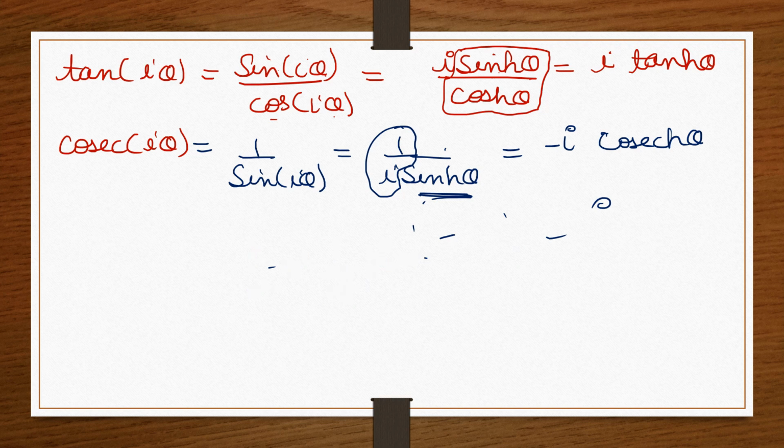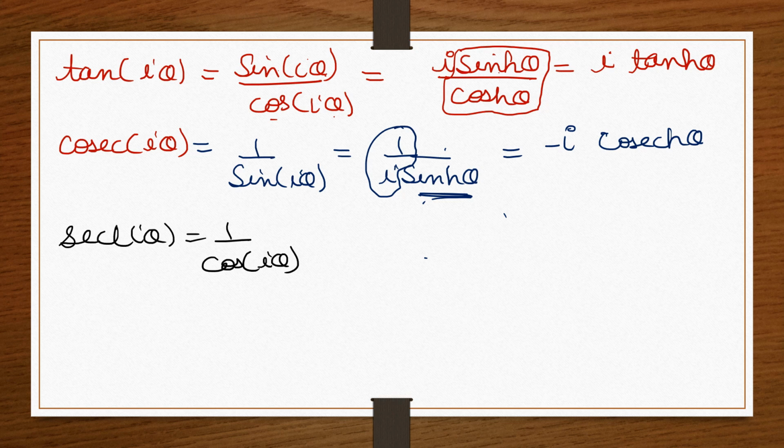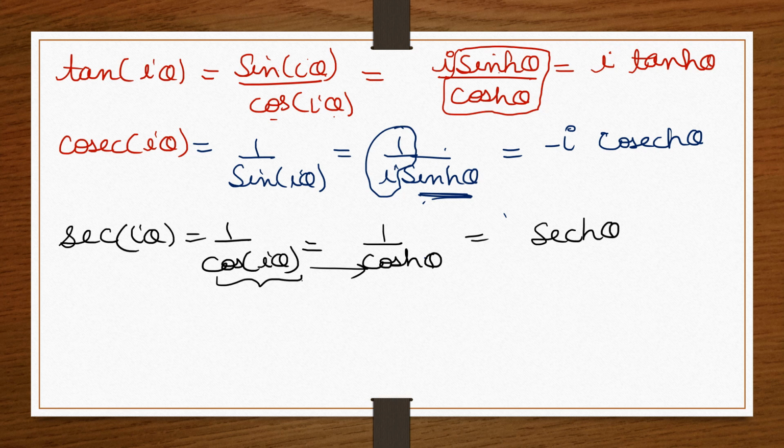Now next is secant iota theta. That is 1 by cos iota theta. What is the value of cos iota theta? Let me correct it first. This is secant iota theta. So this is equals to 1 by cos hyperbolic theta, because we have already done this thing, that this has come out as cos hyperbolic theta. This is equals to secant hyperbolic theta. So 1 by cos hyperbolic theta is secant hyperbolic theta.